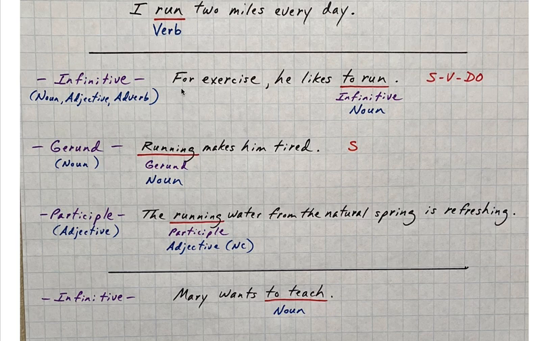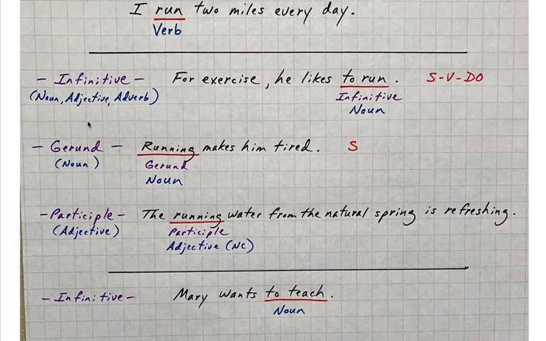So here's a sample sentence. For exercise, he likes to run. So here's your infinitive, but it's acting as a noun. So it's a verbal, it's not a regular verb. It's acting as a noun. In this sentence, you see you have a subject, a verb, and direct object. You have your subject, verb, and direct object. This infinitive is acting as a noun, and the noun is acting as a direct object.